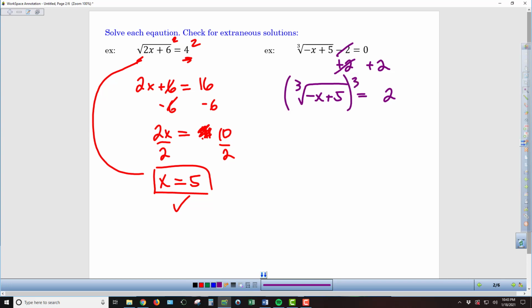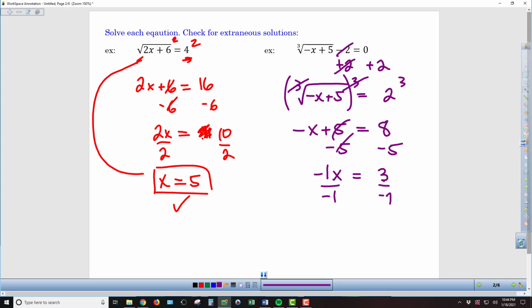So I'm going to go ahead and do that. The cube root and the cube cancel each other out, so we end up with negative x plus 5 equals 2 to the third power, which is 2 times 2 times 2, which is 8. And now I just have to solve for x, similar to what we did before. I'm going to subtract 5 from both sides, so that leaves me with negative x equals 8 minus 5, which is 3. Again, think of this as negative 1 times x, so I need to divide both sides by negative 1, and so we get x equals negative 3.